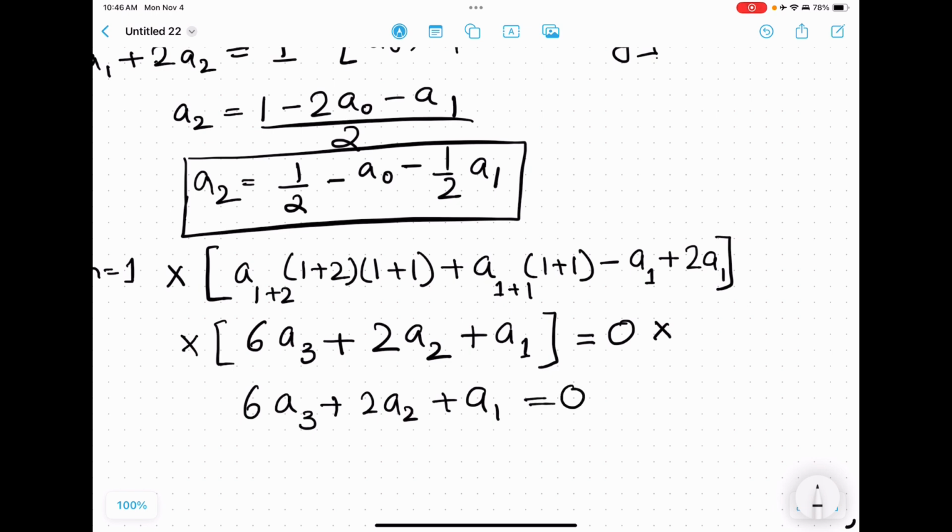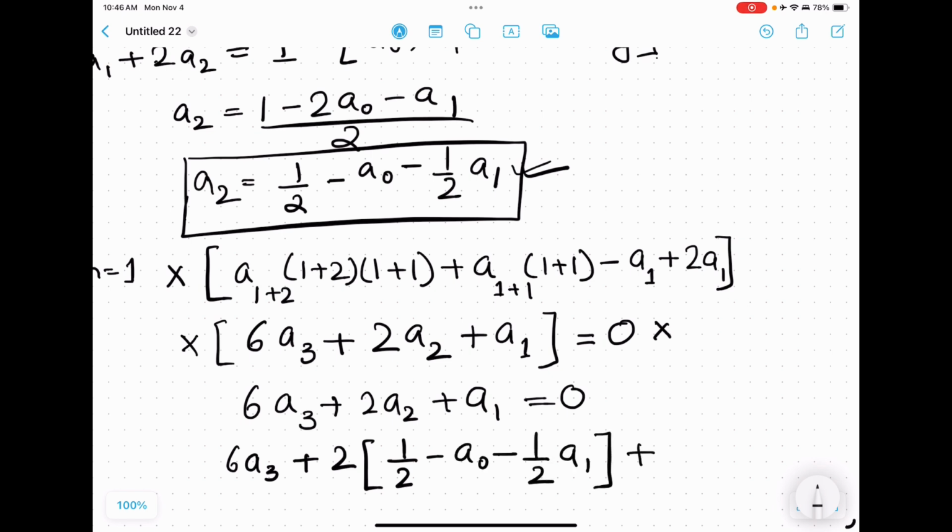Now I know that my a sub 1 is an arbitrary number, and I know my a sub 2 is this value right here. So let's plug in the value. So I have 2 times (1/2 minus a sub 0 minus half a sub 1), and then plus a sub 1 equals 0.